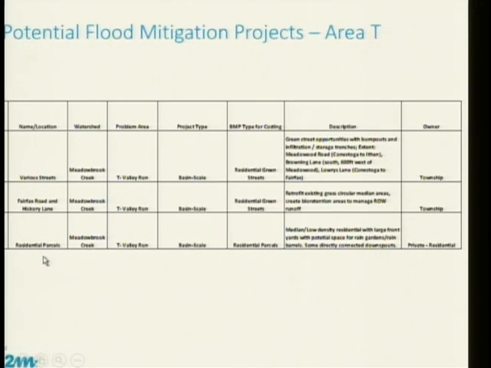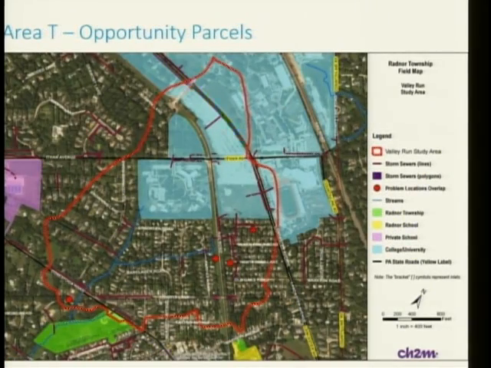So we have 3 projects, all residential, either residential green streets. So these are public projects, but residential green streets, and then the parcels. So doing a targeted backyard, front yard BMP program. Not a whole lot else that we see could be done, again, in this area.